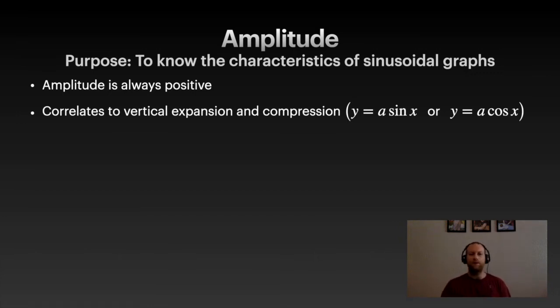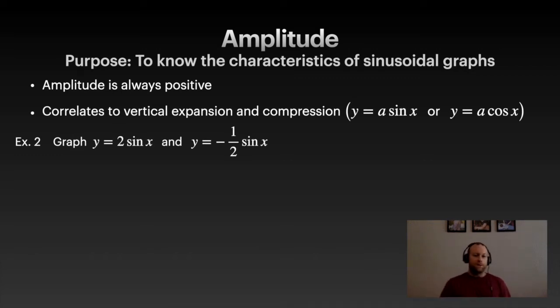You remember back to all the other units previous to chapter 4, we dealt with a, b, h, and k. So amplitude is dealing with a. Conveniently, it starts with the same letter, so it should be easy to remember. Amplitude gives you your vertical expansion and compression.